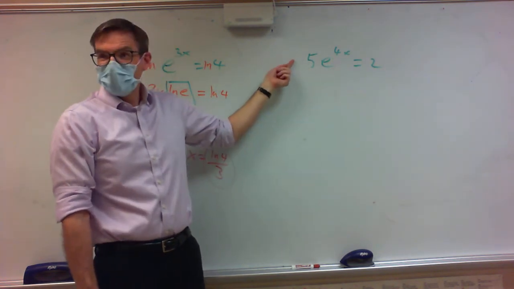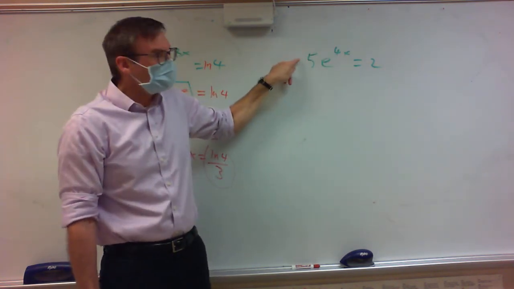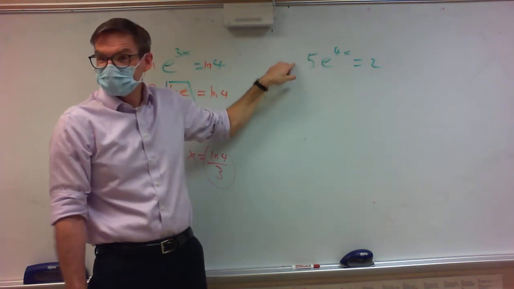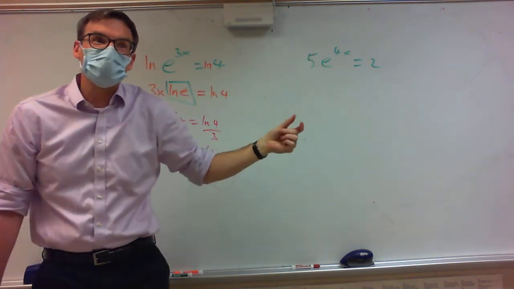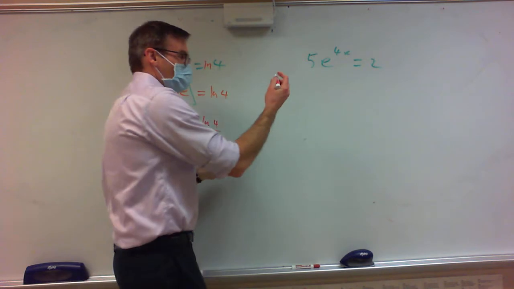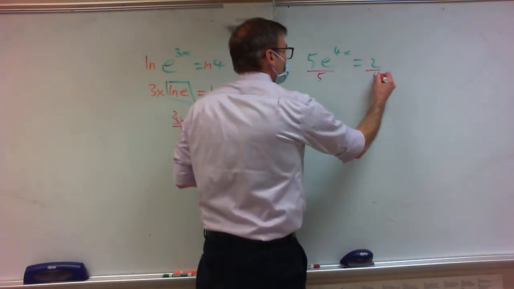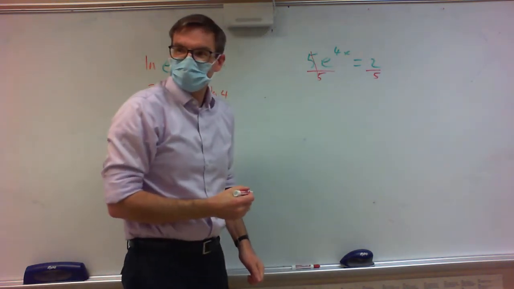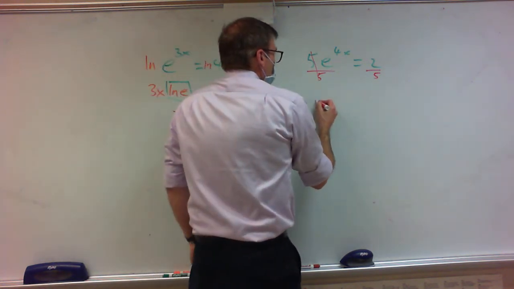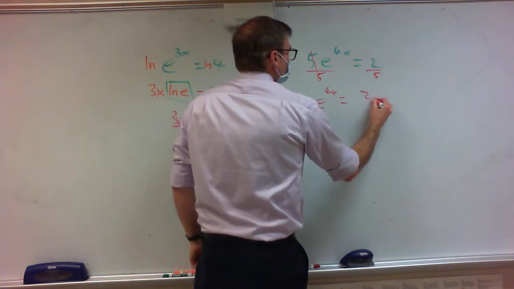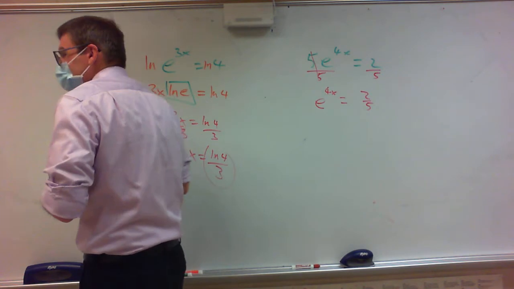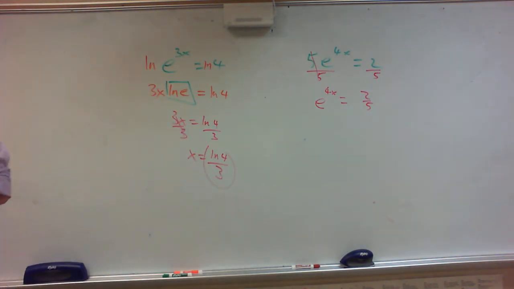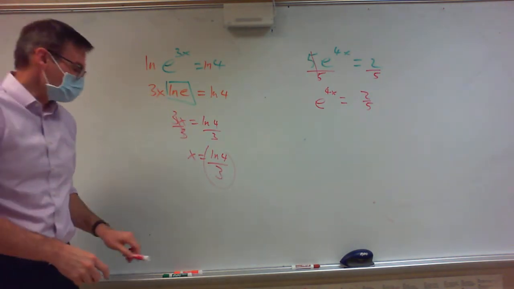So you want to put the log there so you can bring the exponent down, but if you put a natural log here, you can't pull the 4 down, right? That 5's in the way. So what do we do? Divide by the 5. So I get e to the 4x is equal to 2 over 5. And now what? Take natural log of both sides.